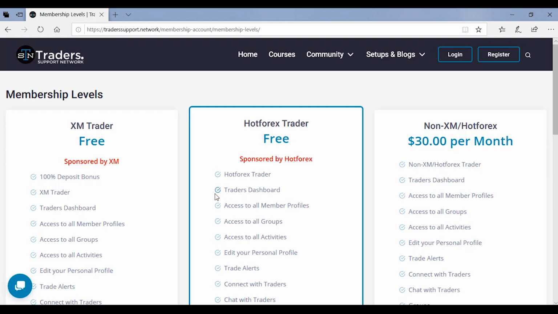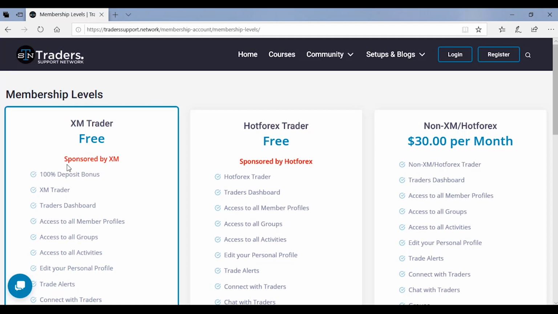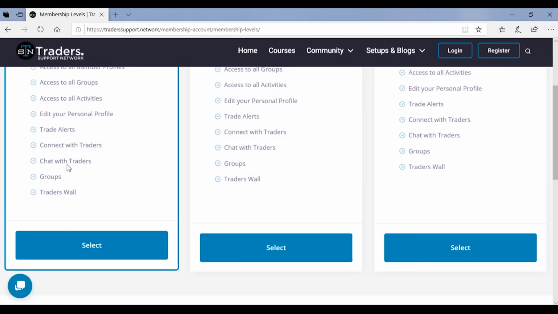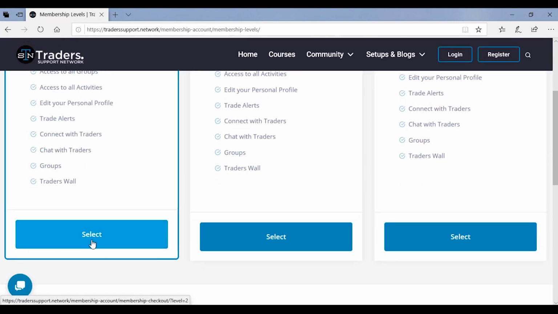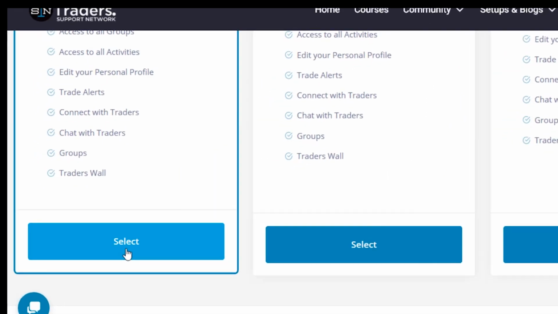So depending on whichever trading account that you use with the different brokers, you can get to choose the different packages, right? So let's just say you got an XM account. If you already have an XM account, that means that you're going to select the free package, right? So you're going to just scroll down and click select, right?